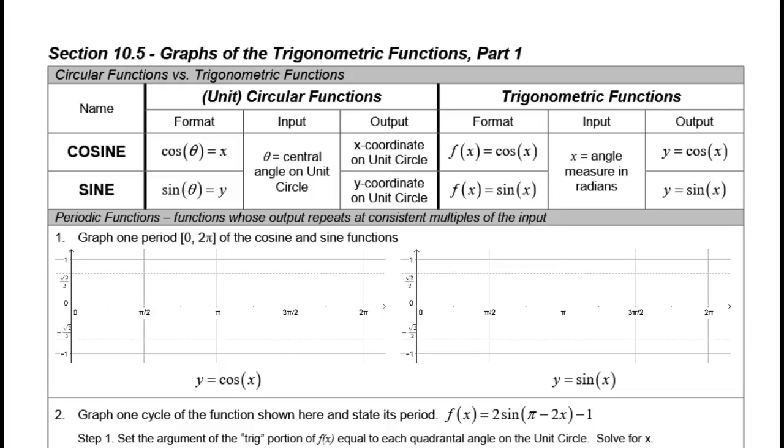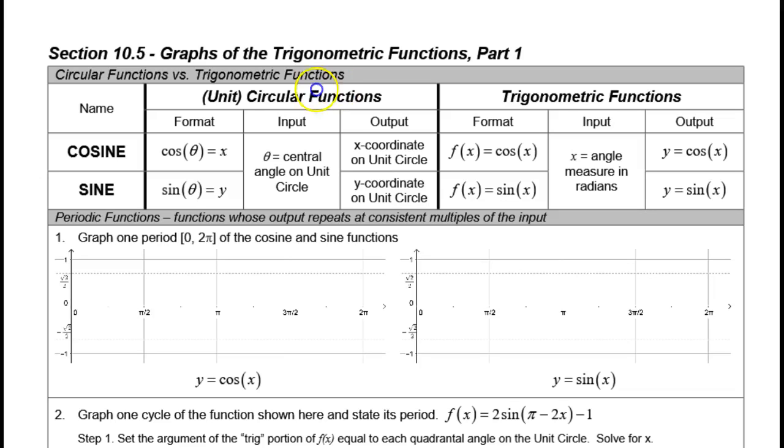Folks, here's section 10.5, graphs of the trigonometric functions. We're going to have two different guided notes pages for this section, so I've labeled them part 1 and part 2. We also may have a couple extra examples that I put videos up in YouTube for. So I want to start with a quick summary of where we've been and where we're going with trig functions.